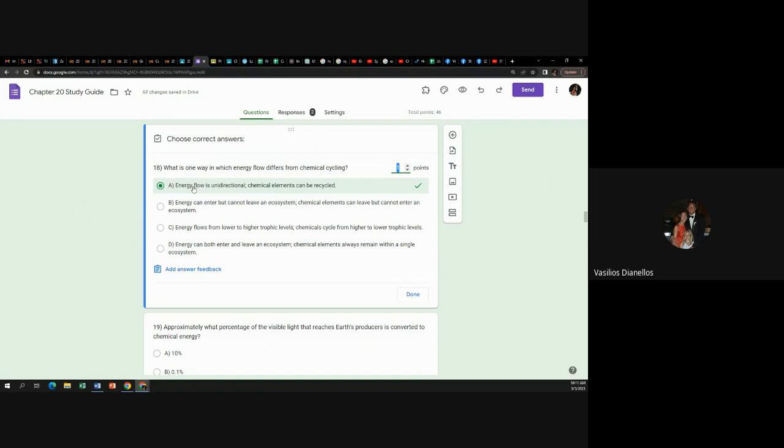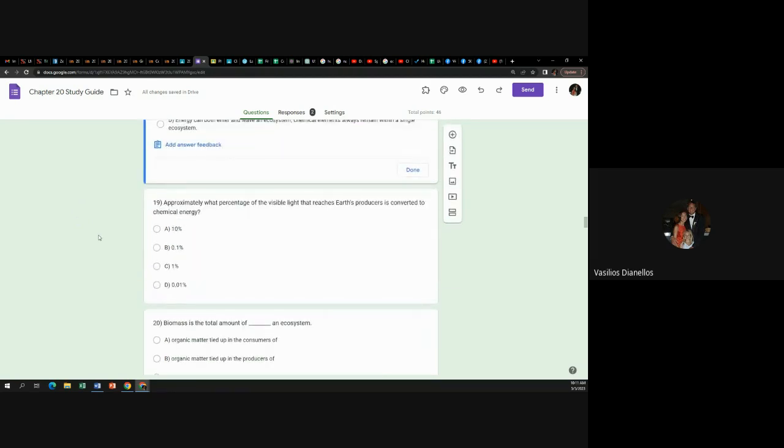And of course, I could reword this to say energy flows through an ecosystem, and chemical elements can be recycled, or I could keep that the same way it is. But again, obviously, I'm going to change the wording up. It'll say the same thing in a different way. So make sure you're not memorizing these verbatim.